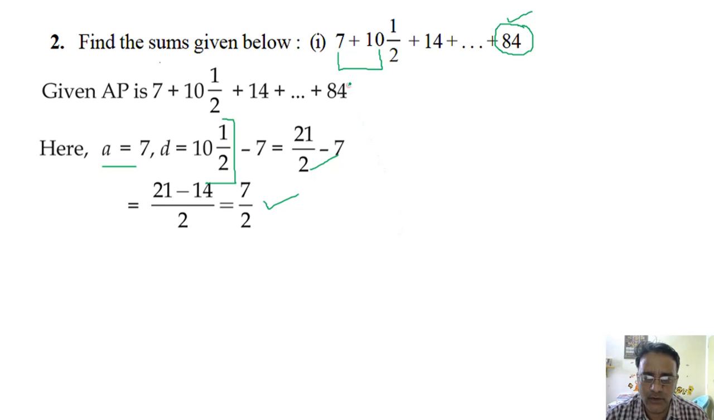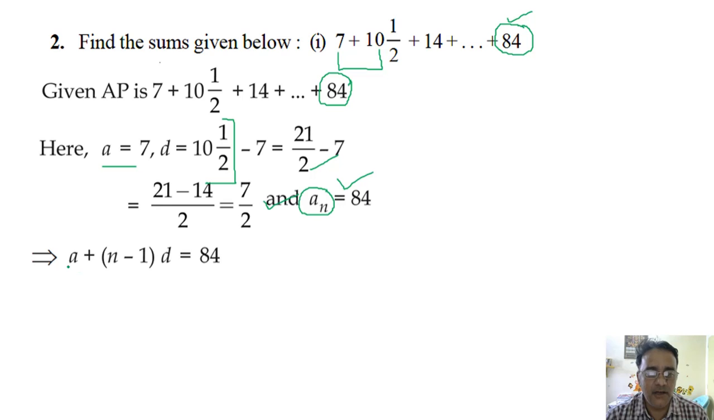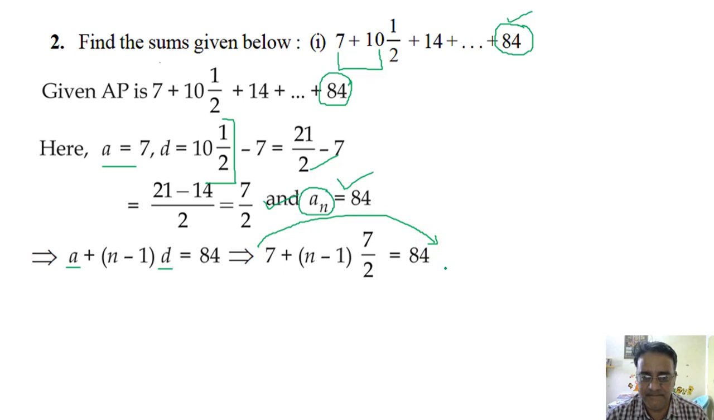Now we are going to find this 84 is which term? Okay, so let the nth term is 84. Now what is the formula of nth term? An is equals to A plus (n minus 1) into d. Right, now we'll substitute the value of A and D here. That is A is 7 and D is 7 by 2. Now we'll shift 7 to this side. It will become minus 7.